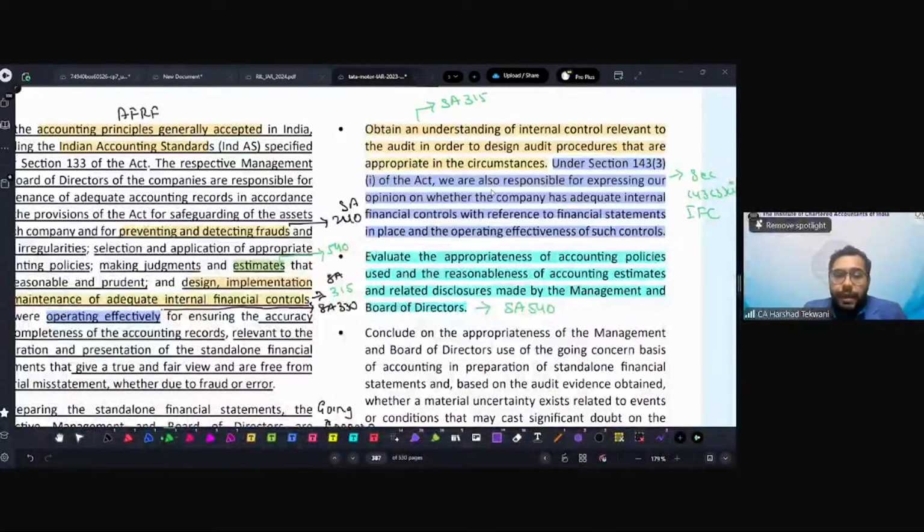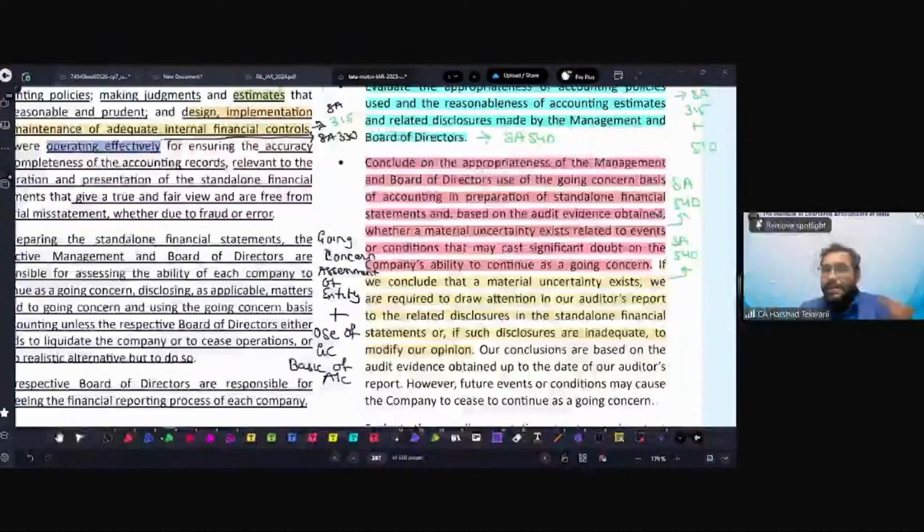So this is nothing but what we have discussed multiple times. This part plus this part, both SA 540. The first part talks about going concern assessment, that you check the appropriateness of the management's going concern assessment. Remember that we discussed this. And the second part is, if there is a material uncertainty, you are required to bring attention. If that is not there in the financial statement, then you are required to modify your opinion.